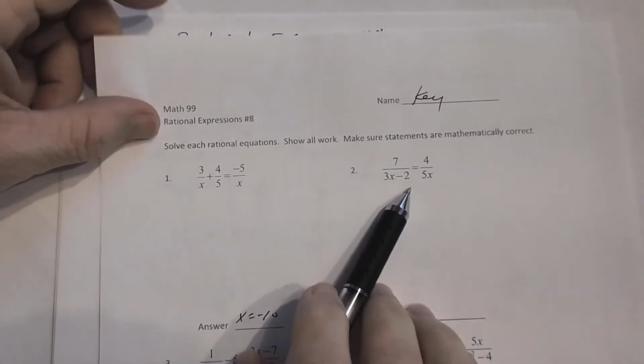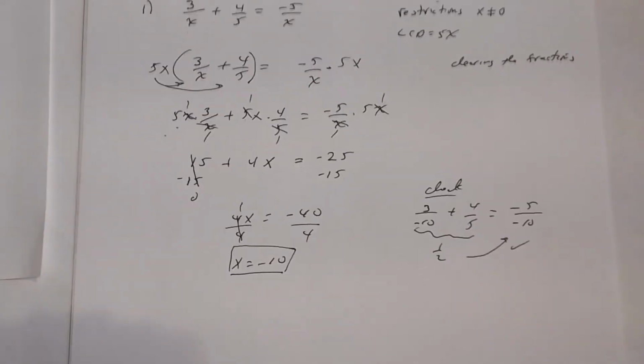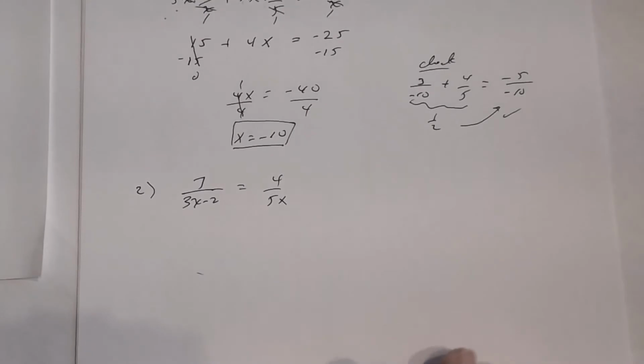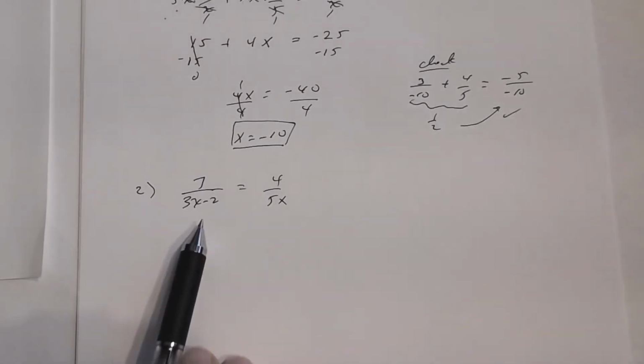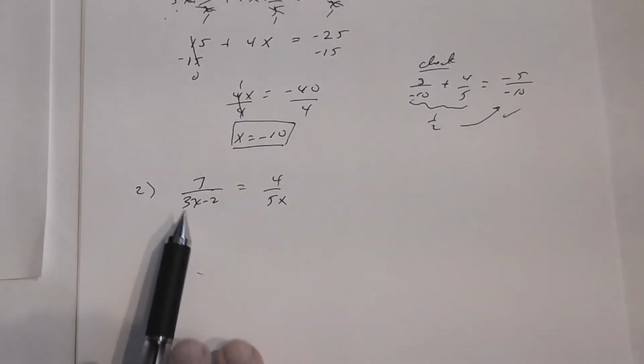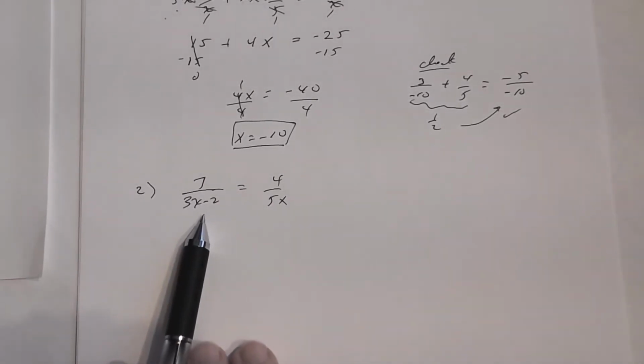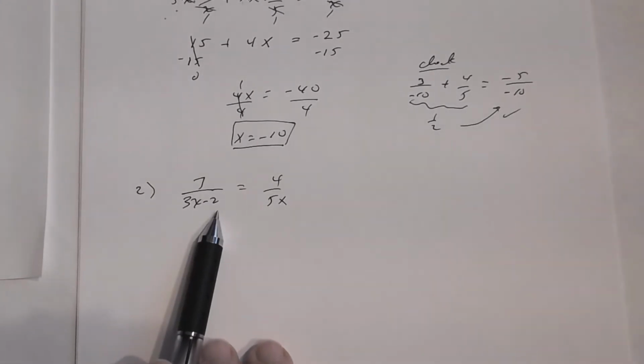All right, let's look at number 2. So number 2, we have this. We have 7 divided by 3x minus 2 equal 4 divided by 5x. All right, now again, the first thing you have to do is notice that in this rational equation, you have variables in the denominator, all right, and you have variable expressions, and so you want to factor first because you got to find the least common denominator as well.